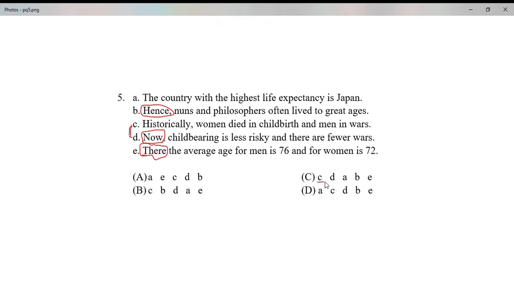But when you look, and that's why I advocate for looking through the rest of the sentences, right, that have been put in order, you'll see that A is put next. The country with the highest life expectancy is Japan. And then you have B, hence nuns and philosophers often live to great ages. And then it says there, the average age. Where? Where is there?